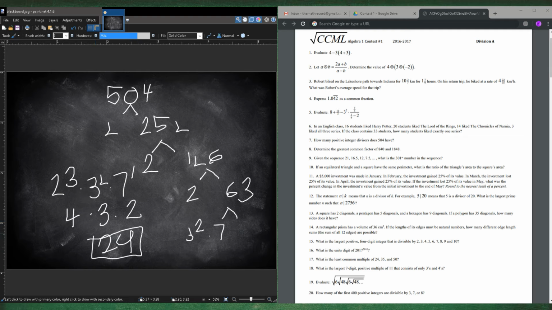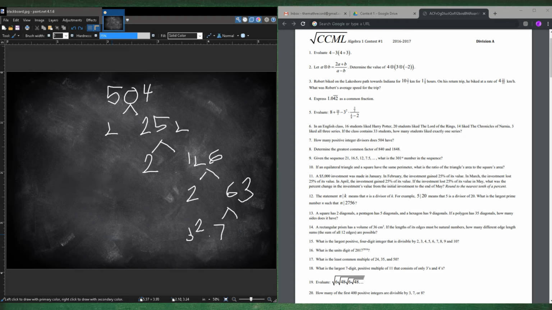That's basically just how you do it. That's all you had to do. It works for every single case, all the time, to find all positive integer divisors.